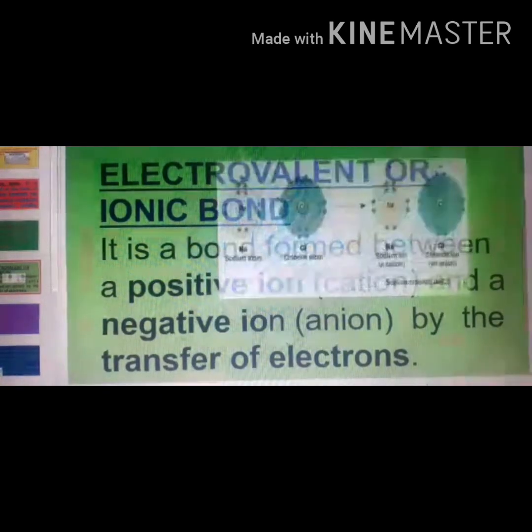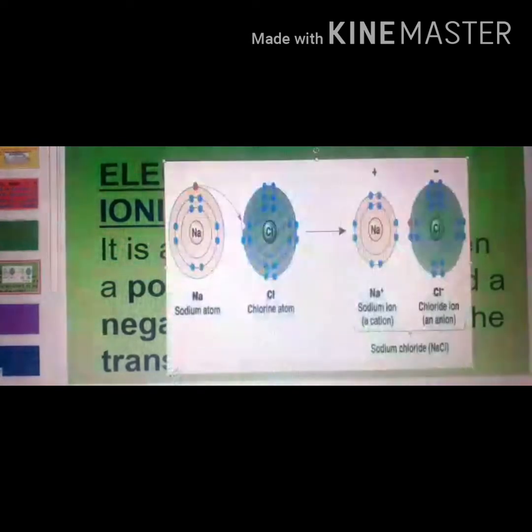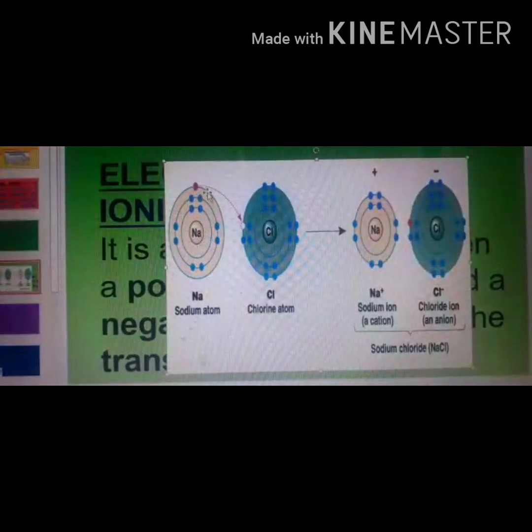Here is an example of sodium and chlorine. Sodium has the electronic configuration 2, 8, 1. The last shell contains 1 electron. Chlorine has 2, 8, 7. The last shell contains 7 electrons. Sodium's valence shell is incomplete, having only 1 electron. Chlorine also has an incomplete valence shell, with 7 electrons. Both need the electronic configuration of the nearest noble gas. That means sodium looks for the electronic configuration of neon. Neon's electronic configuration is 2, 8.